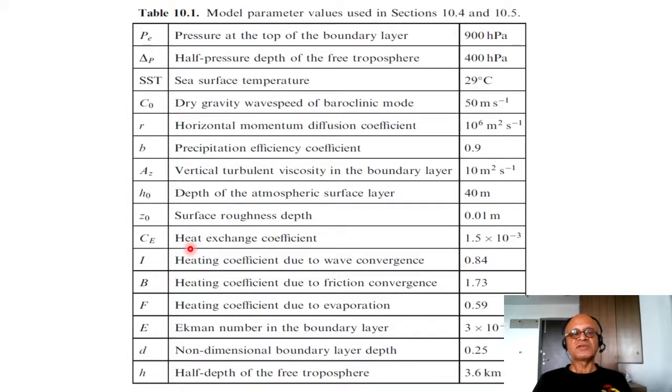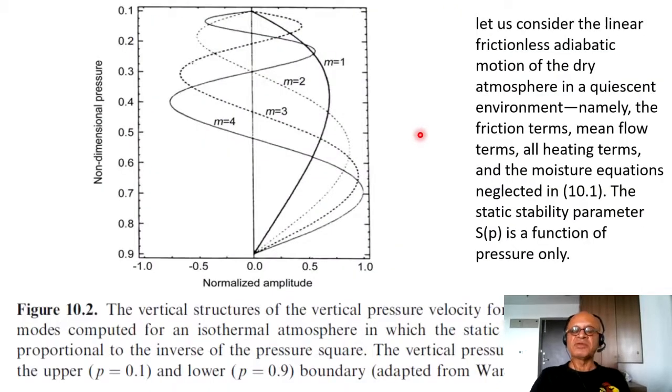match the wind stresses to the bottom boundary condition, heat exchange coefficient, heating coefficient due to wave convergence, heating coefficient due to friction convergence, heating coefficient due to evaporation, Ekman number at the boundary layer, non-dimensional boundary layer depth, half depth of the free troposphere. Some of these coefficients have an impact on the solution. For example, the Ekman number in the boundary layer and some of the diffusion coefficients, these things have consequences, and people debate about it.